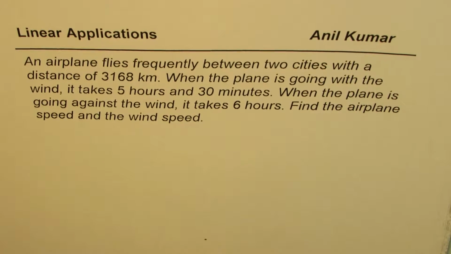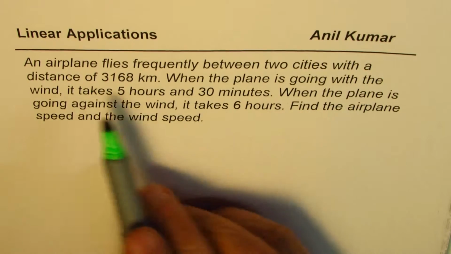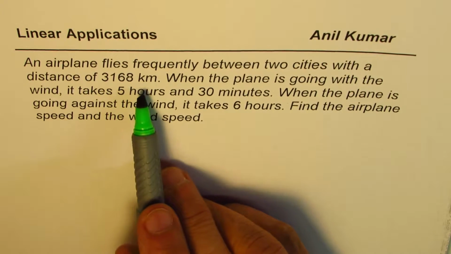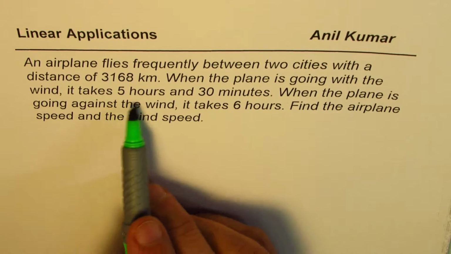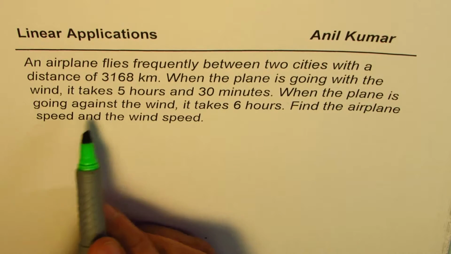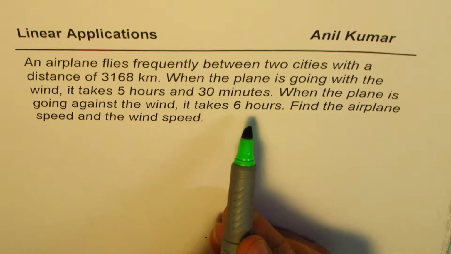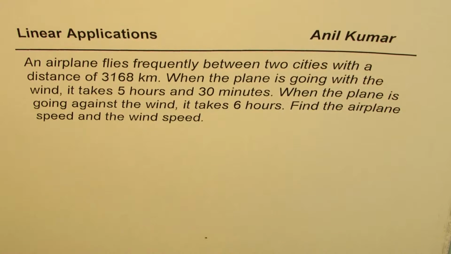The question here is: an airplane flies frequently between two cities with a distance of 3168 kilometers. When the plane is going with the wind, it takes 5 hours and 30 minutes. When the plane is going against the wind, it takes 6 hours. Find the airplane speed and the wind speed.